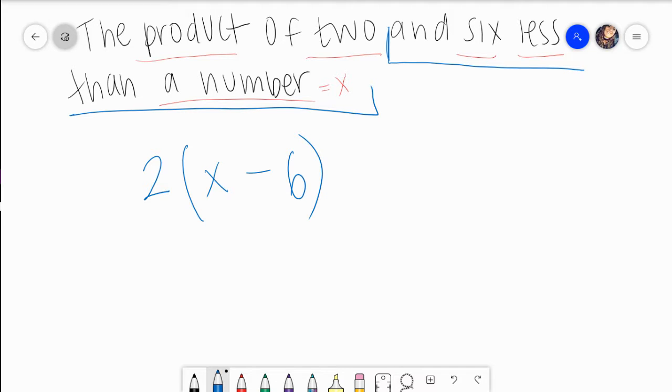Now this right here is saying 2 times everything inside of the parentheses, right? Also can be worded as 2 multiplied to everything inside of these parentheses. The way this sentence is worded is the product of. That's also multiplication. Product means multiplication. So this is saying the multiplication of 2 and 6 less than a number. And I get it, y'all. I get that it's real backwards and it's super easy to mess up.